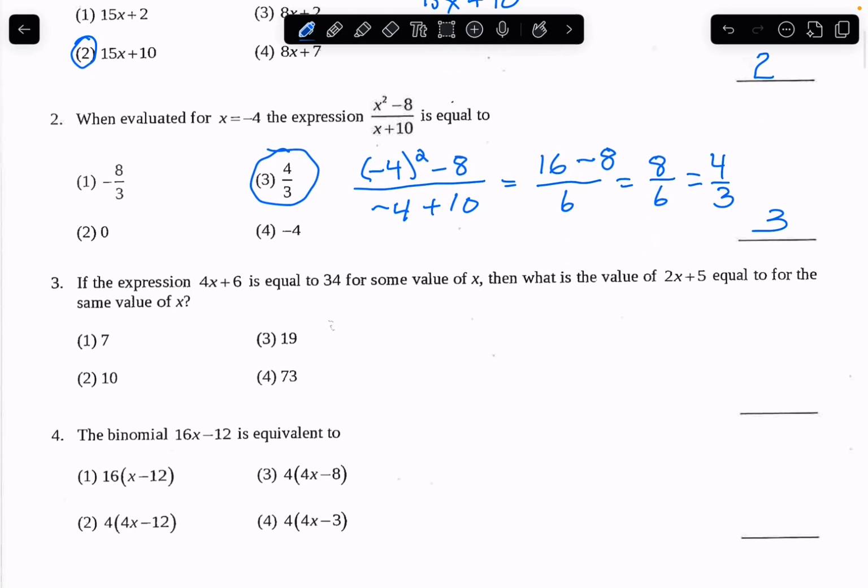The expression 4x plus 6 is equal to 34. So we could solve for x with that statement right there. Okay, and then we'll talk about the other part. And then they want to know for some value of x, what is the value of 2x plus 5? So we're going to take the x that we find here and plug it in there. So we're going to subtract 6.